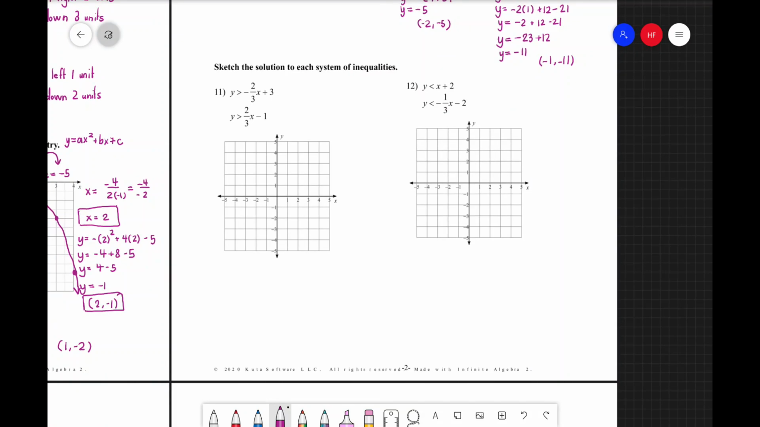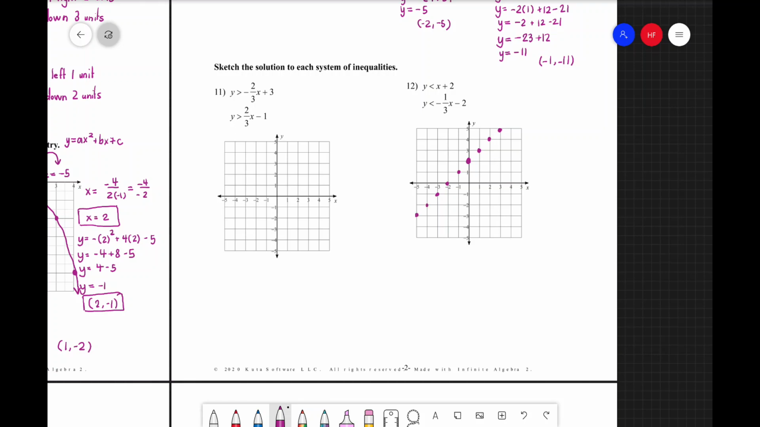In this next section, we're sketching the solution to systems of inequalities. So that's where we are shading parts of the graph. So we have y is less than x plus 2, and y is less than negative 1/3 x minus 2. So these are in slope-intercept form, so that means we have the m and we have the b already. So for this first one, I would have a line that starts at 2, and then we have a slope of 1, so up 1 over 1, and then I'll just extend that to the left.